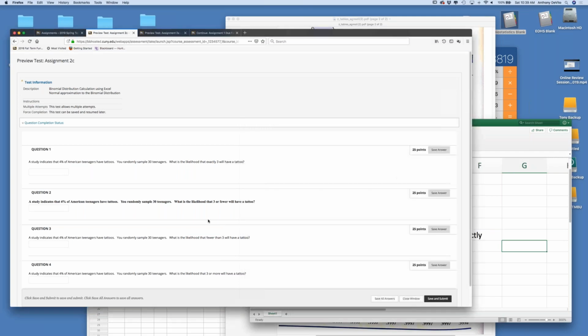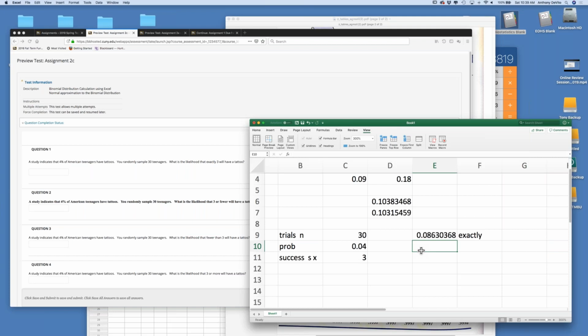Well, what's the next one say? What's the likelihood that 3 or fewer will have a tattoo? Well, 3 or fewer equals BINOM.DIST, parentheses. The number of trials is still 30. I'm going to take 30 randomly selected teenagers. The number of successes is 3. The number of trials is 30. The probability of success is 0.04. And for cumulative, I have a choice here, true or false.